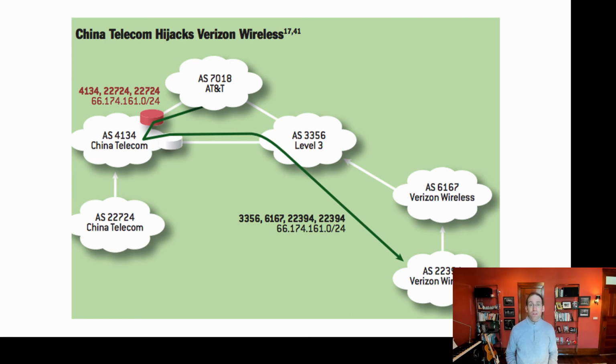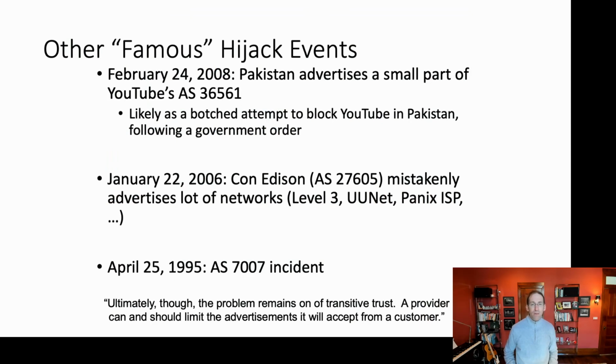BGP route hijack events are in fact more frequent than you might think. Here are several examples of very high-profile so-called BGP hijack events. One, where Pakistan tried to censor YouTube, but instead accidentally advertised a small part of YouTube's AS to the entire internet, thereby resulting in a disruption of connectivity to YouTube globally. And there have been many other such events, just a few of which have been cataloged here.